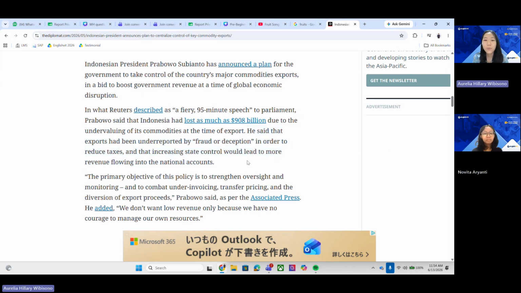So what do you think is the main idea of Prabowo's speech here? Prabowo highlighted the issue regarding the underreporting of tax. In reality the government received a small amount of tax, but actually the country can generate even more taxes. So it's related to fraud from businesses regarding the tax they pay for their products.